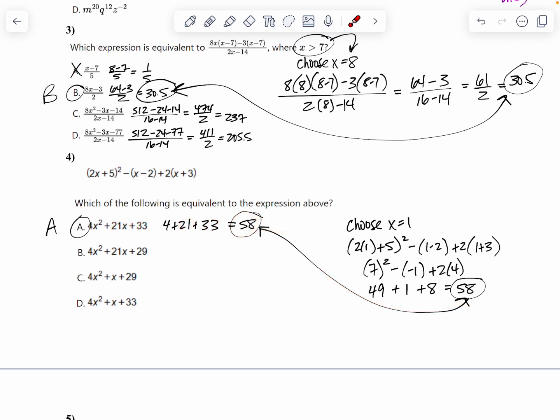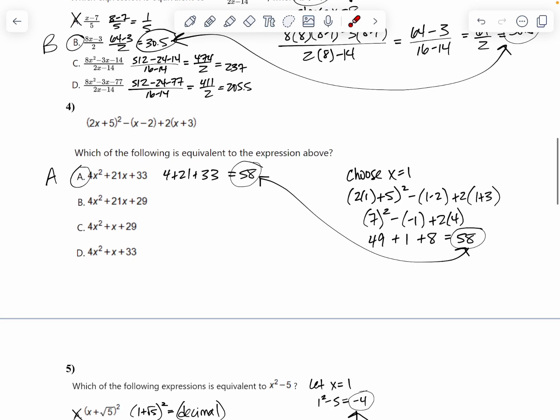I could, and in fact, to be smart, if I had some extra time, I should probably check all of these other ones, because occasionally if you choose x equals 1 and plug it in, which I'll do an example like this later, you might have 2 different answer choices that both equal 58. So in that case, I should choose a second number like 2 and plug it in, and that will eliminate my answer. I'll get to that when I do one of those problems later, but just be careful.